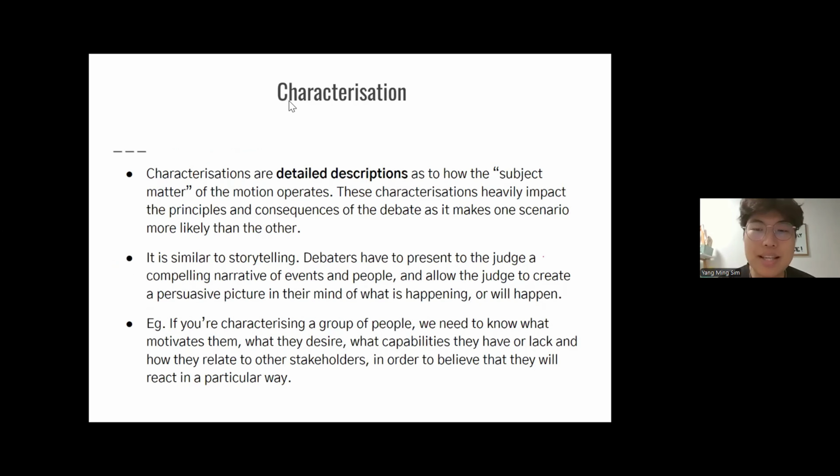Characterizations are detailed descriptions as to how the subject matter of the motion operates. These characterizations heavily impact the principles and consequences of the debate as it makes one scenario more likely than the other. So many words, right? It's basically saying you have to define certain things. Some things you don't have to define, like smoking. You don't have to define what smoking is, but you have to define why people smoke, in what context people smoke, and where they smoke. You also have to ask why so many people smoke. These are all detailed descriptions about what it is.